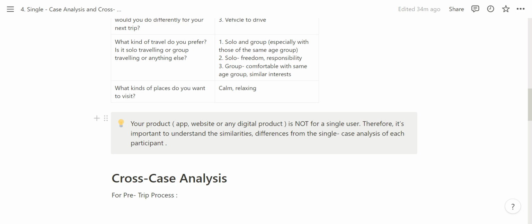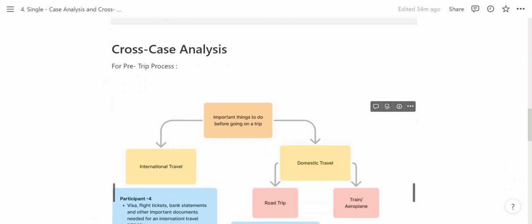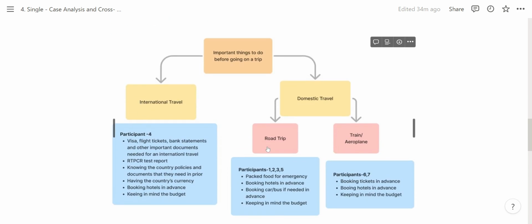Here, I'm going to show the cross case analysis of the pre trip process, which is also a small part of the pre trip process, not the entire part. But the first thing here is the important things to do before going on a trip. So one of the participants went on an international trip, and the rest traveled domestically, in which four have traveled by road and two by train or aeroplane in their recent travel. While interviewing, I tried to focus only on their recent travel, which is why I did not include how they've traveled for their other trips.